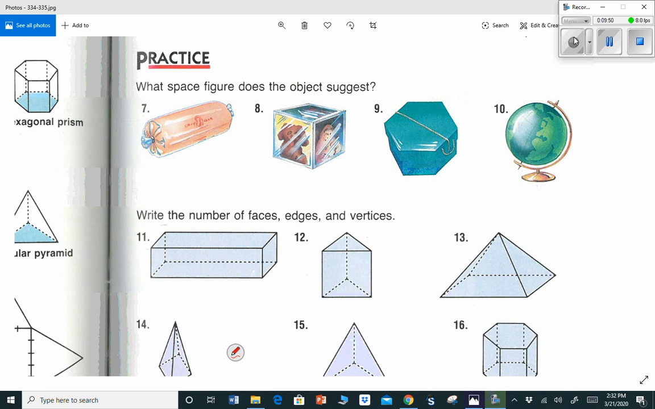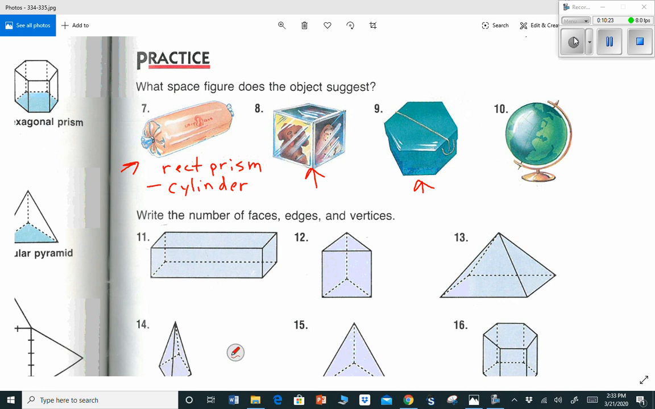So we're supposed to look at these things that are actual everyday items and say what space figure you think they match up with. What do you think about a loaf of bread? I guess that's probably a rectangular prism. I could see you making an argument for a cylinder. It's not quite exactly either one of those. I think this one's pretty clearly going to be a cube.